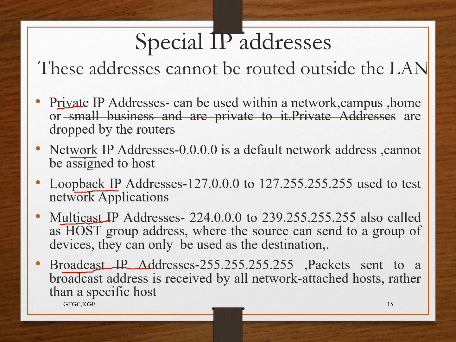Multicast IP addresses, 224 to 239, are also called host group addresses, where the source can send to a group of IP devices. They cannot be used as the destination. Broadcast IP address 255.255.255.255. Packets sent to a broadcast address are received by all network attached hosts rather than a specific host.